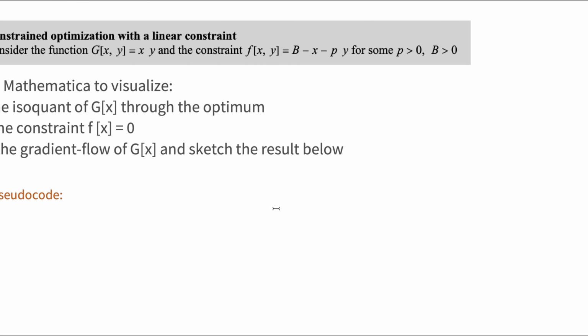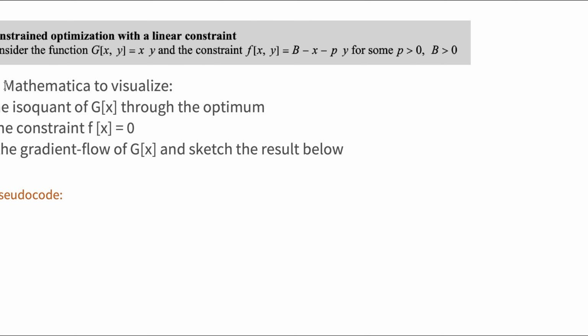Okay, we're now going to be looking at the constrained optimization problem on Mathematica. So question one was, we had a function g of xy which was equal to x multiplied by y, subject to the constraint f of xy which was equal to b minus x minus py, and p is greater than 0 and b is greater than 0. The last question of this problem was use Mathematica to visualize the isoquant of g of xy through the optimum, to visualize the constraint when it's equal to 0, and to visualize the gradient flow.